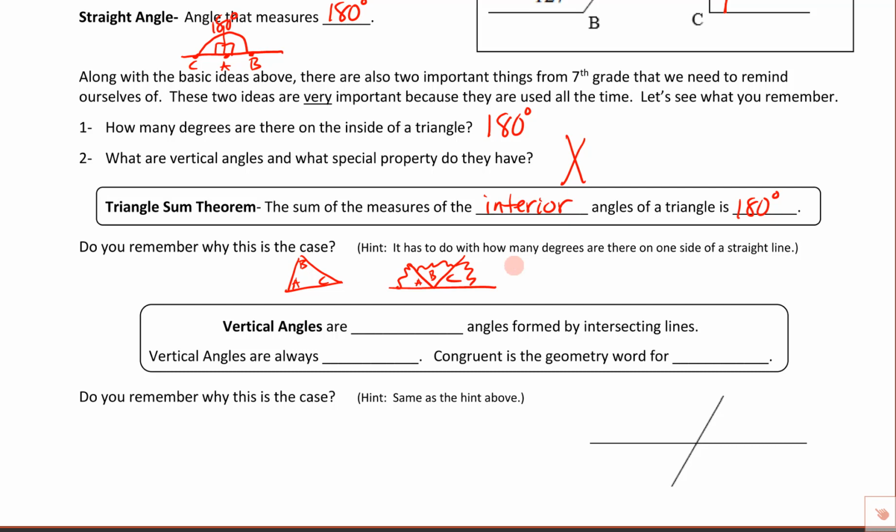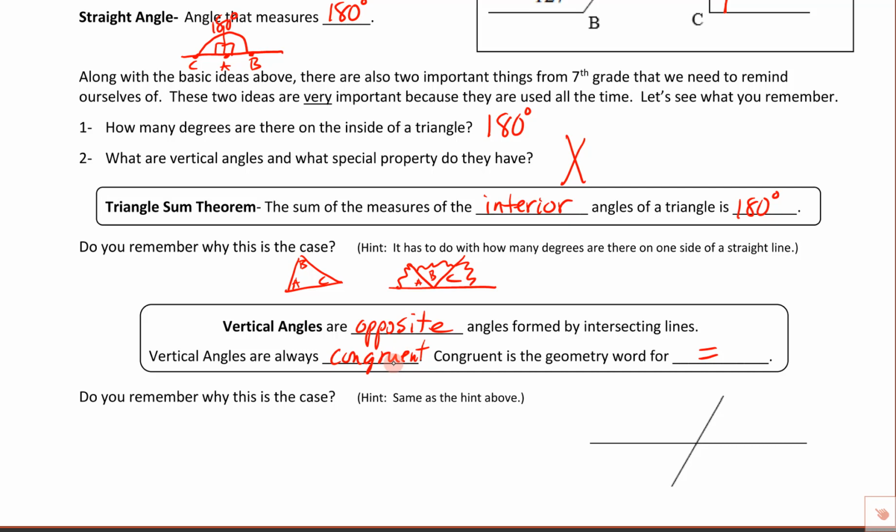And the second thing that we want to remember is vertical angles are opposite angles formed by intersecting lines. Vertical angles are always congruent. Congruent is the geometry word for equal. Now, what would be really impressive is, do you remember what the symbol is for congruent?